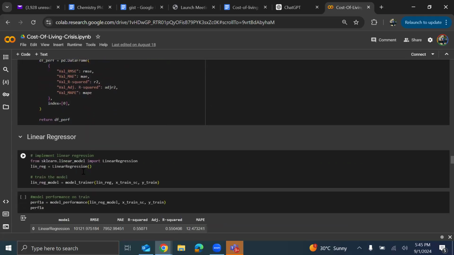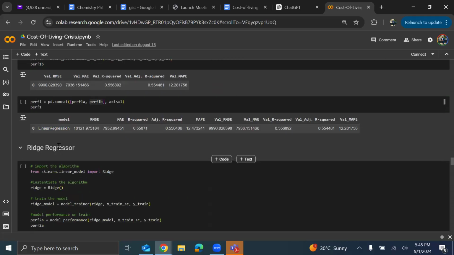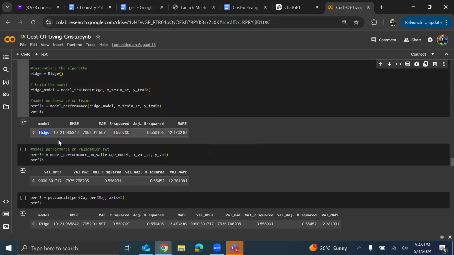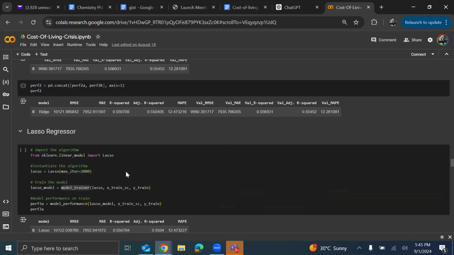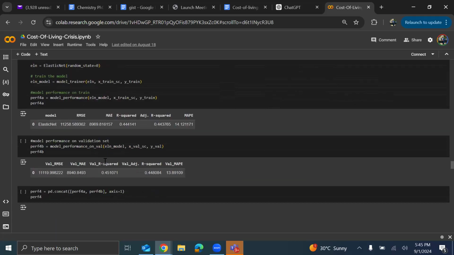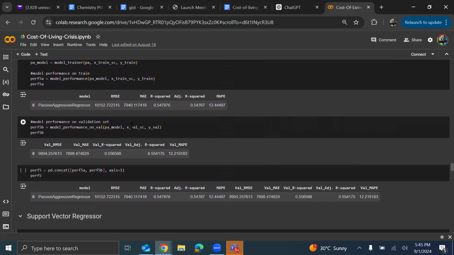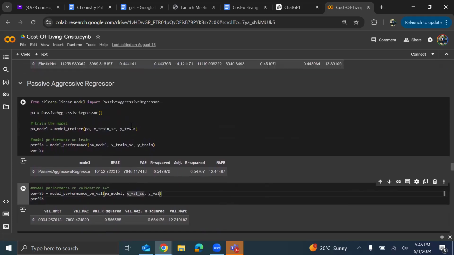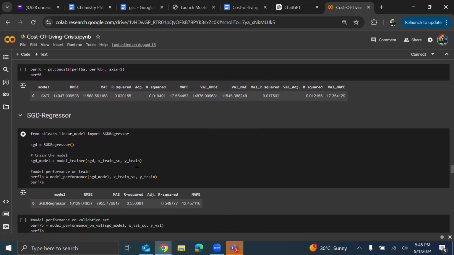If you look at the result, so this is the model. If it's regression, you check here, here's ridge. So it changes for any regressor that you try, right? I did all of those things. So you can see them: lasso, elastic net, passive aggressive regressor, support vector regressor, stochastic gradient descent regressor.